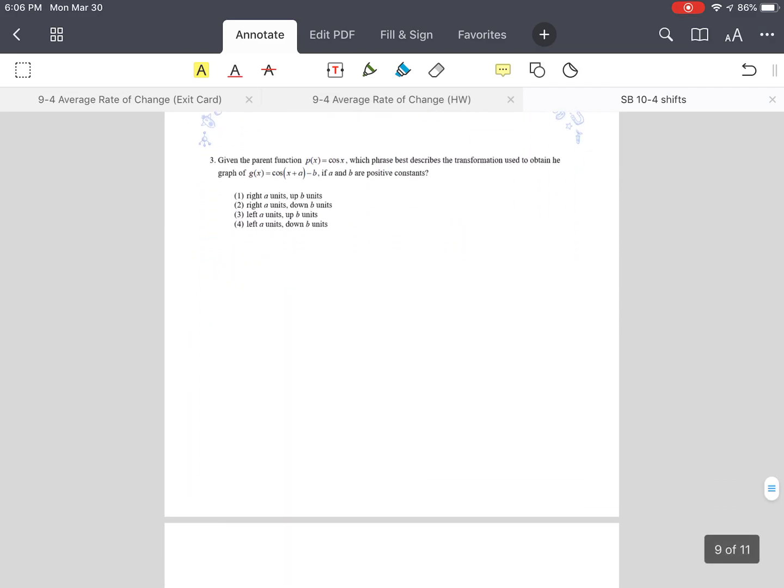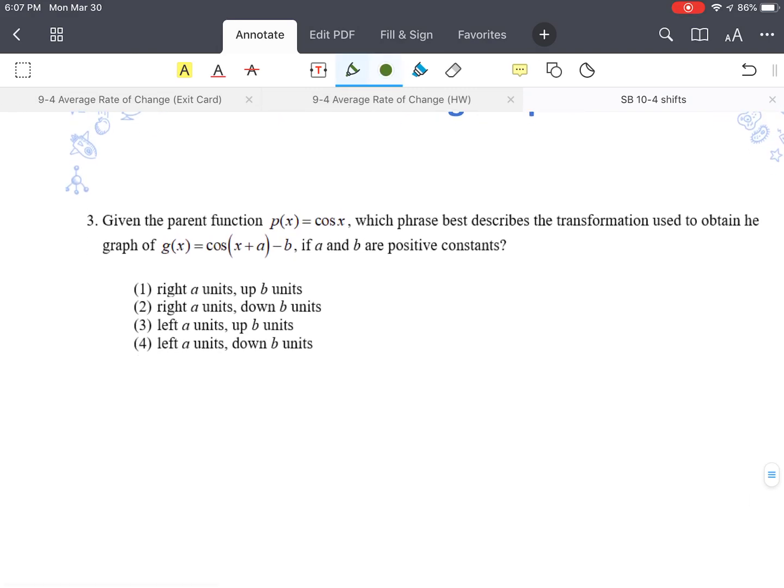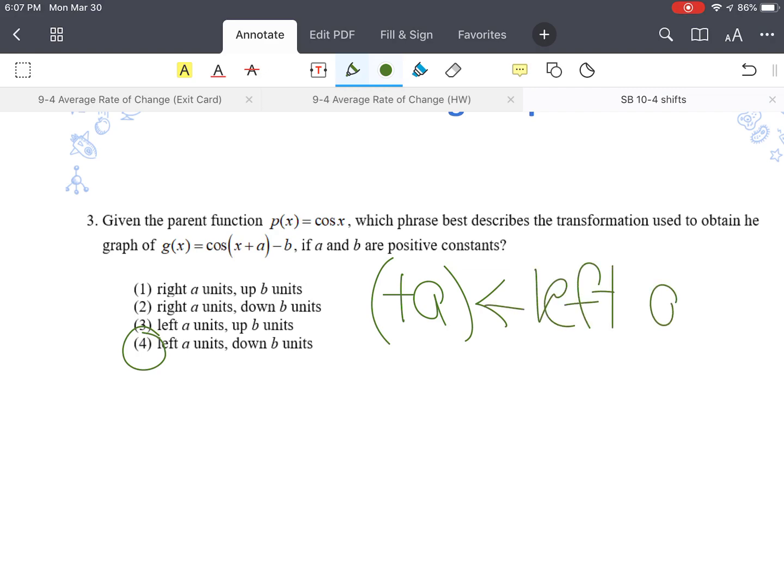Given the parent function, p of x equals cosine x, which phrase best describes the transformation used to obtain the graph of g of x equals cosine of x plus a, minus b, if a and b are positive constants? Why don't you see what you think the answer is, pause the video, and then come back and I'll give you the answer. Okay, so it is choice 4 because inside the parentheses is right or left, but opposite of what you expect. So plus a would mean left a, and then minus b is what you expect, up or down, so down b.